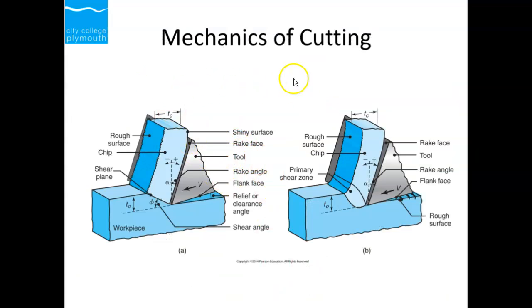Now, when we cut the specimen, this is the tool, the gray one, and it's moving with the velocity, so you can see the V here. It's moving with the velocity towards the workpiece. TC on the top is the thickness. Now, when it moves, the bottom surface will be a rough surface. If we move it quickly, the surface roughness will be more. If we move it slowly, the surface roughness will be less.